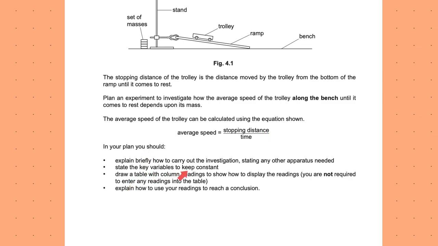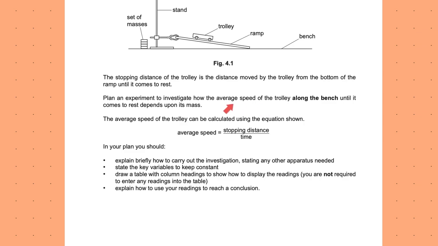In your plan, you should explain briefly how to carry out the investigation, stating any other apparatus used, state the key variables to keep constant, draw a table with column headings, and the usual stuff. Now again, if I know what I have to change, I can already gain half the marks here. So to see how the average speed depends on mass, I have these sets of masses which can be placed on the trolley. That's how I can change the mass.